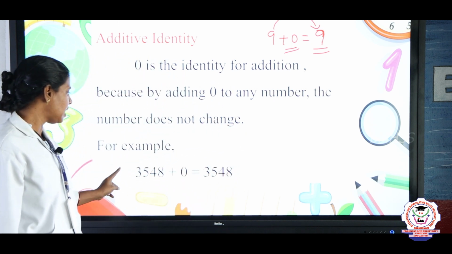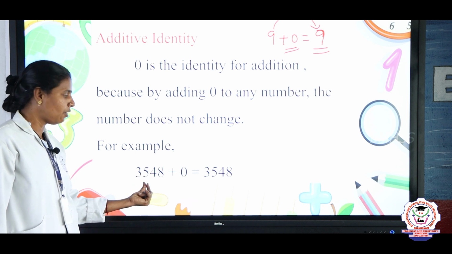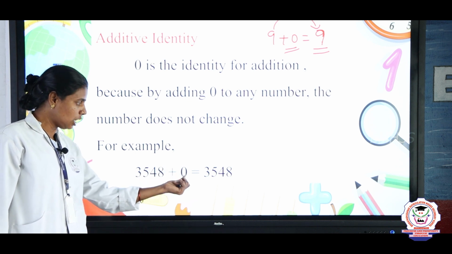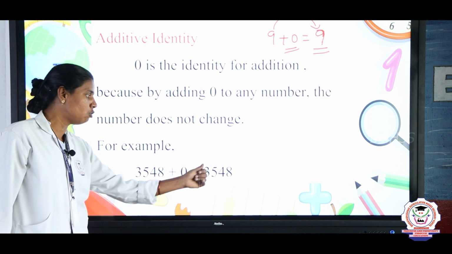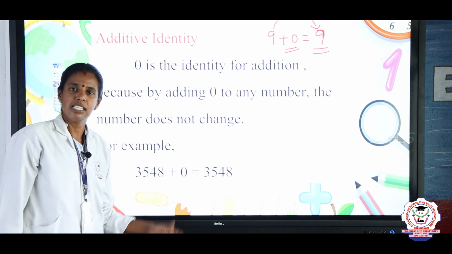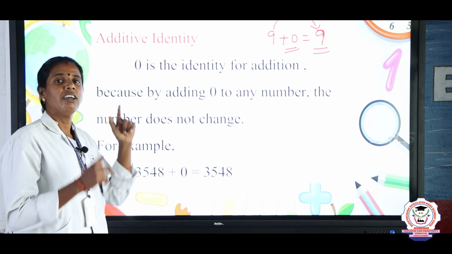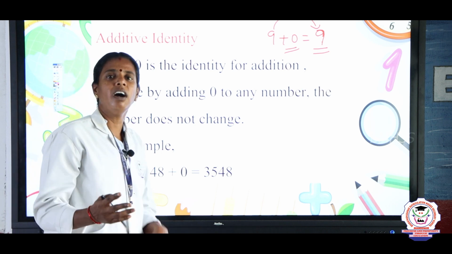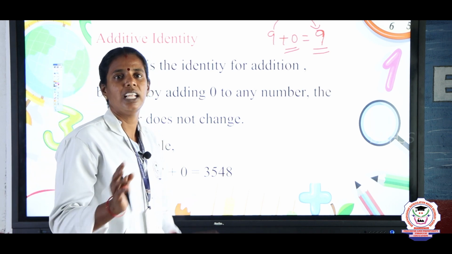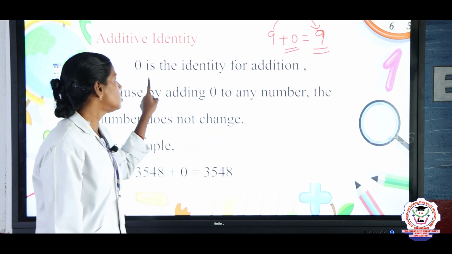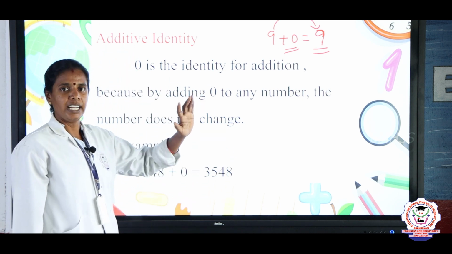Is it clear? For example, see, 3548 plus 0 gives the same number, 3548. Is it clear what is additive identity? With respect to addition, whenever you add 0 to any number, it gives the same number. The number does not change. That's why 0 is the additive identity.